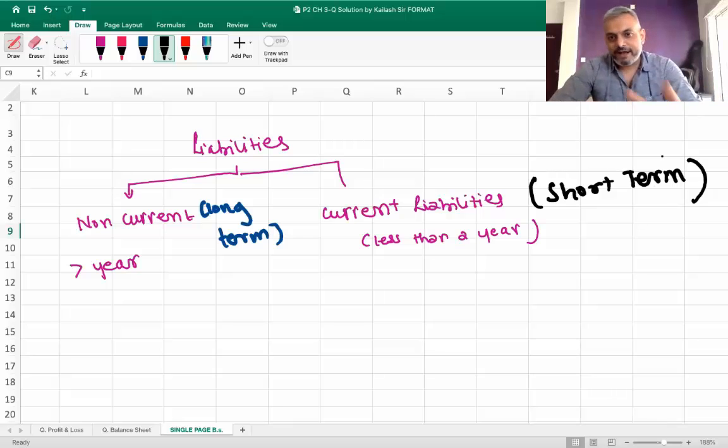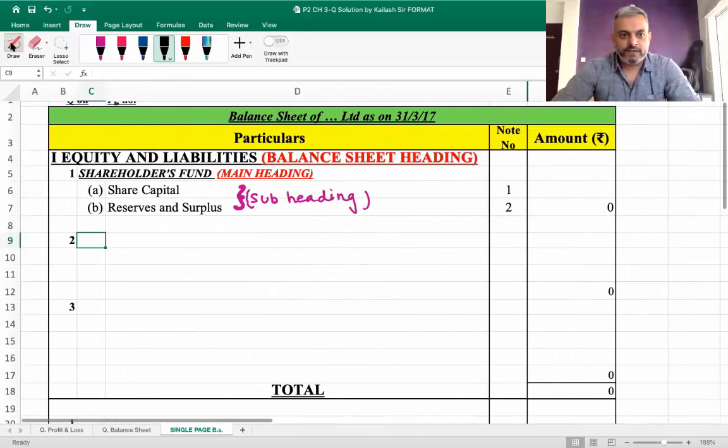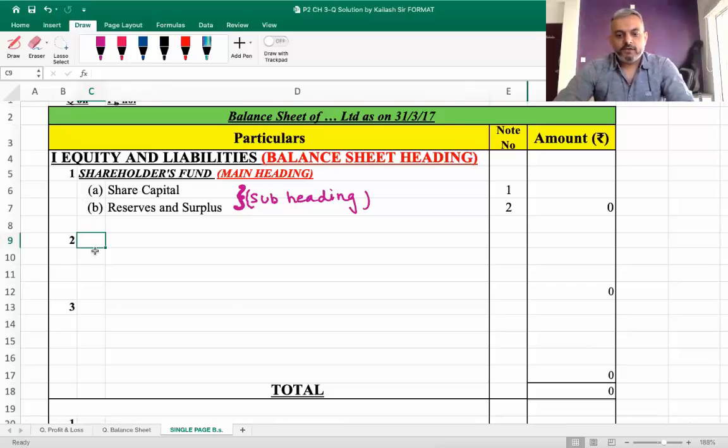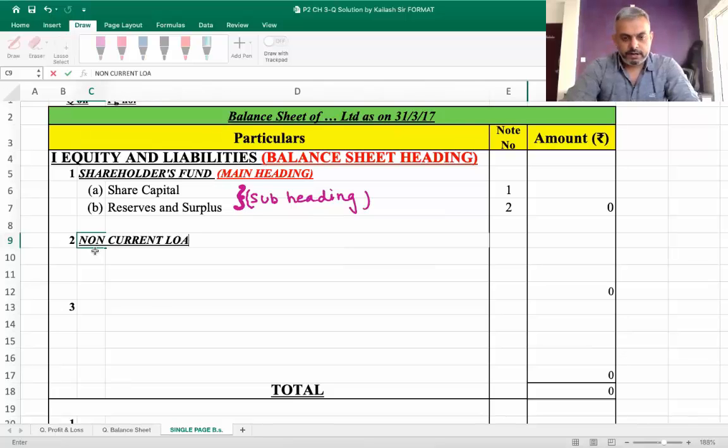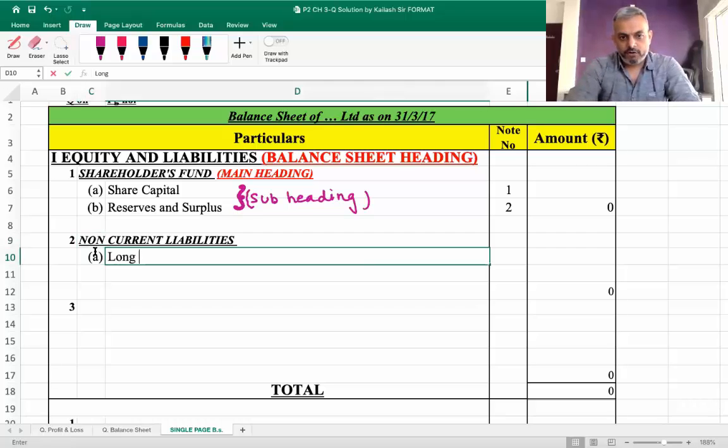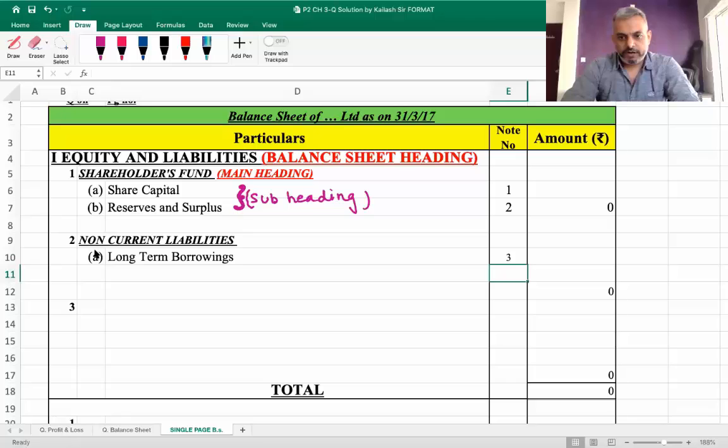So liabilities are of two types. One is non-current and the other is current. Non-current is basically long-term liabilities. So I will write the heading non-current liabilities. Again, non-current liabilities is a main heading. In the subheading, now we have long-term borrowings, note number 3.